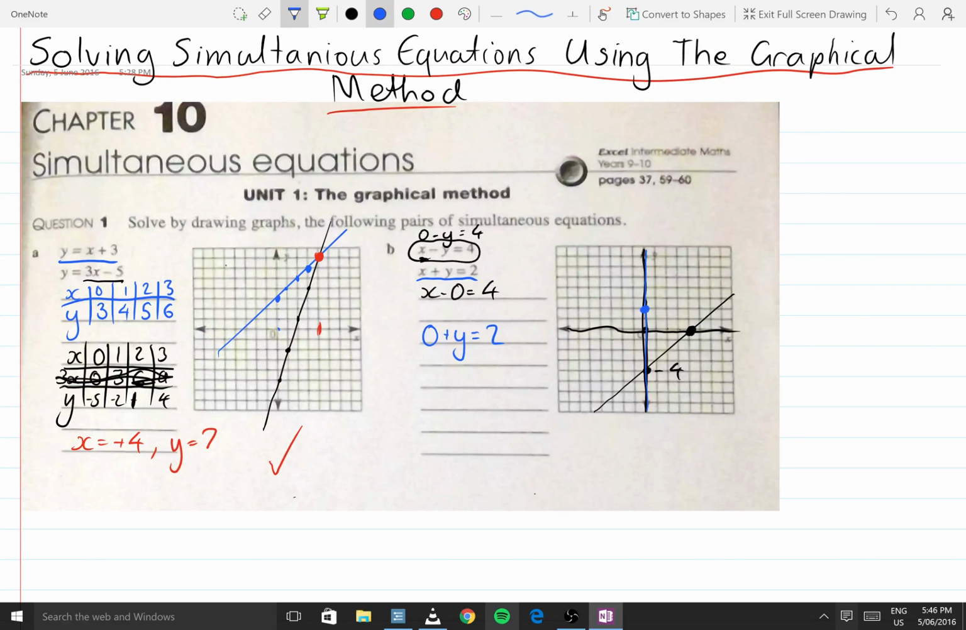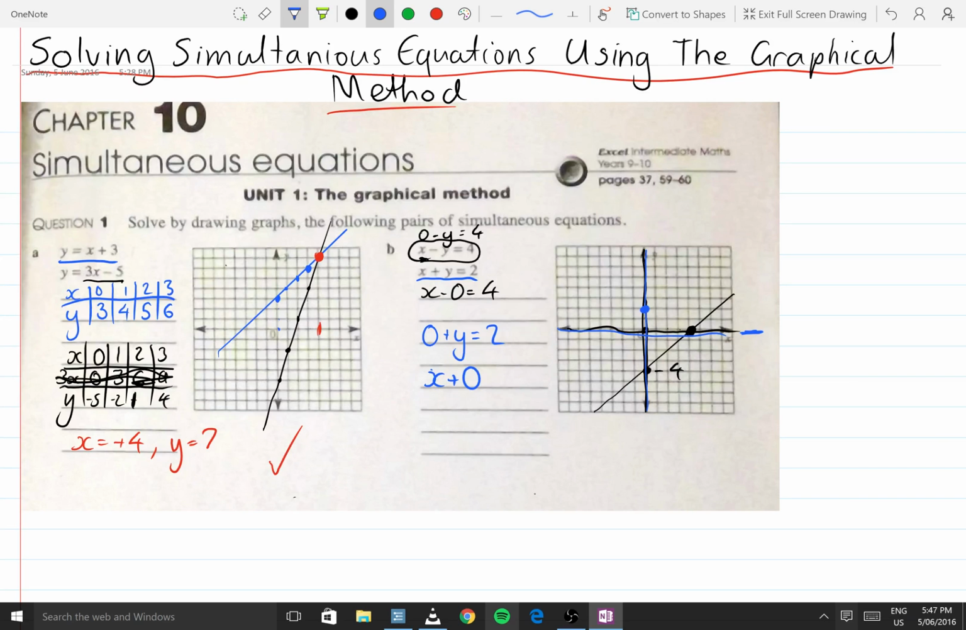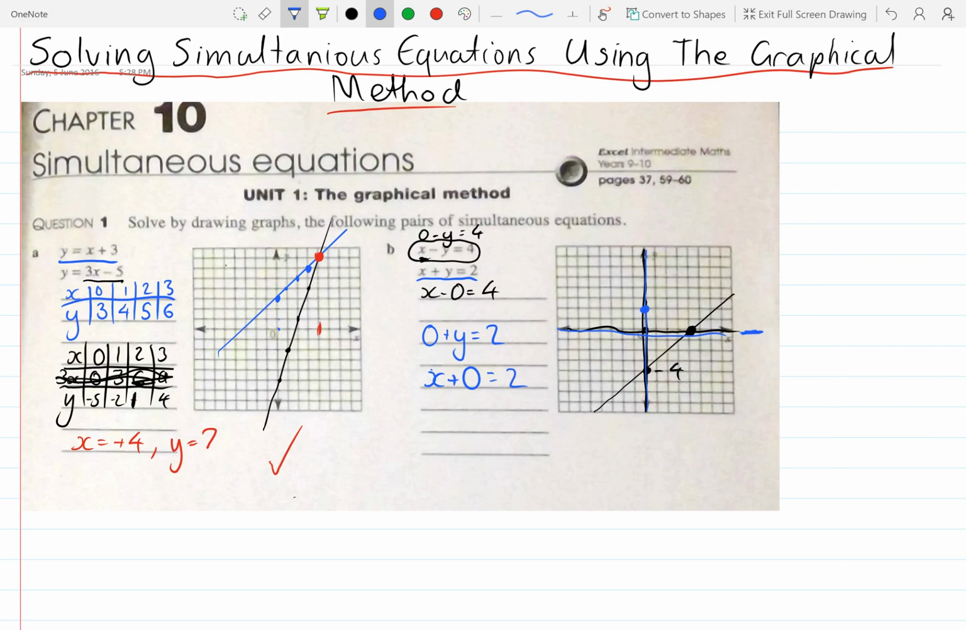Okay, x. Y is going to be 0 because we want the y value now to make our cross. So x plus 0 because we're trying to find the place along the flat line here equals 2, thus it must be 1, 2. Okay, so now we've got our 2 points.